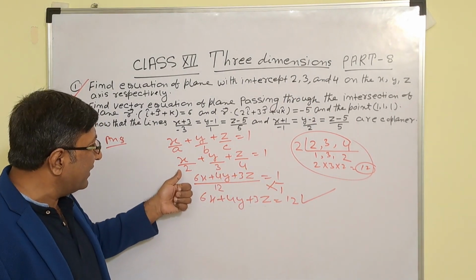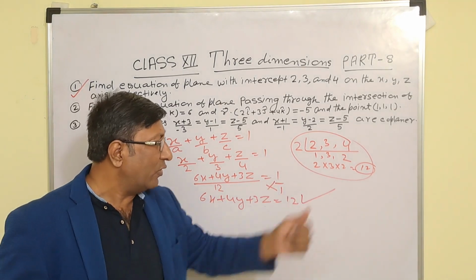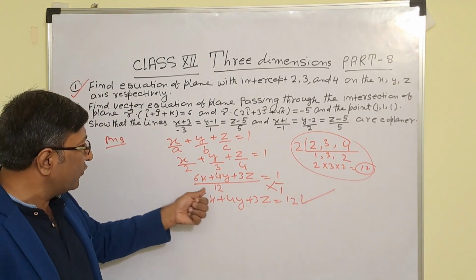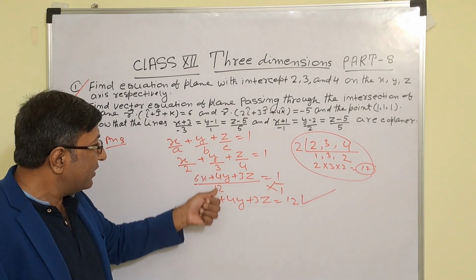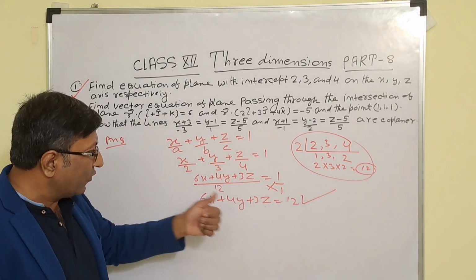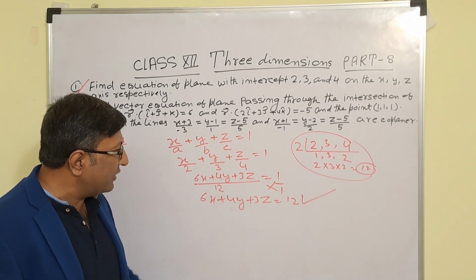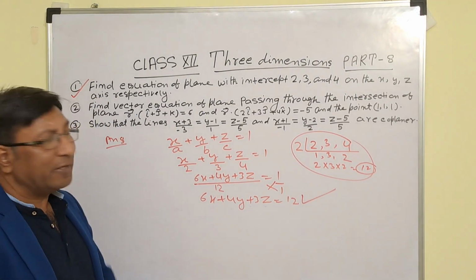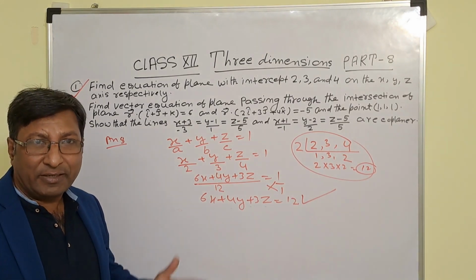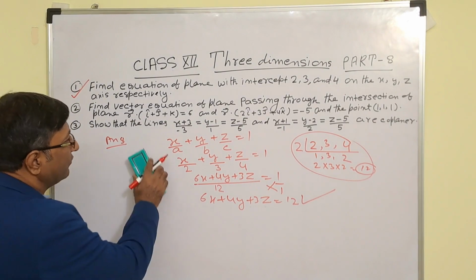Now we take LCM of 2, 3, 4. Here we have found LCM, that is 12. So 2 sixes are 12, 6x. 3 fours are 12, 4y. 4 threes are 12, 3z. Now cross multiply, you will get 6x plus 4y plus 3z equal to 12. This is the right answer. Okay, understood? Good. Now we are going for the second question.